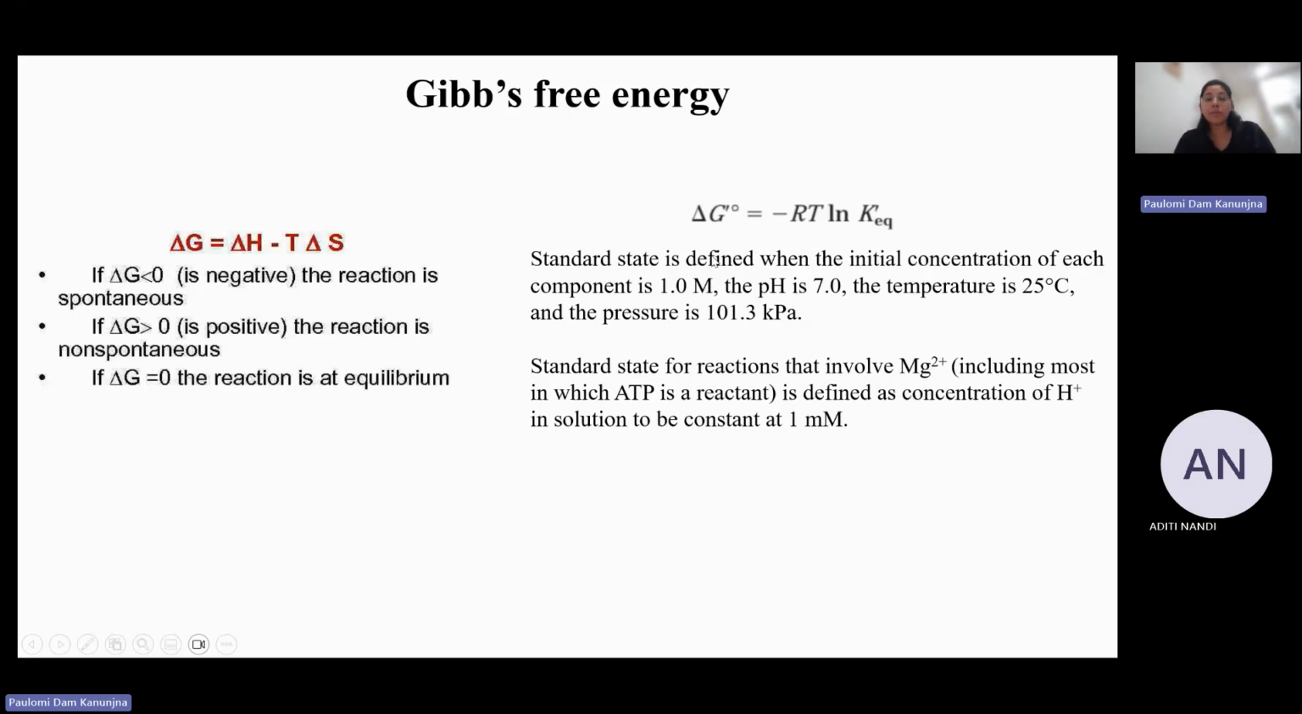That is satisfied. Remember, I was talking about water when taken as a reference. But for any other product and reactant, the standard condition is basically at 1 molar, pH 7, temperature 25, and pressure is 101.3 kilopascal. Or if you have something which involves, let's say, Mg2 plus, then that is 1 millimolar, right? Concentration of H plus at that condition is 1 millimolar, not 1 molar for H plus. So these are minute differences that you should remember.